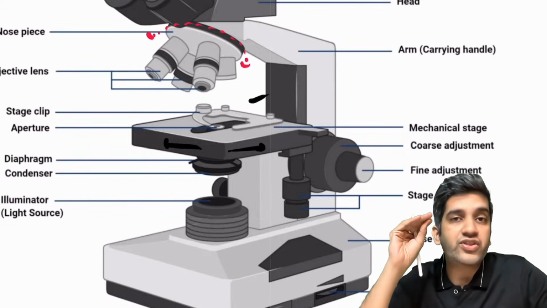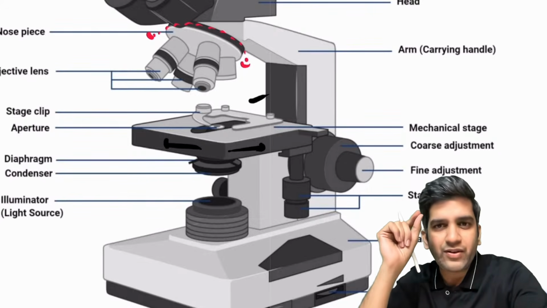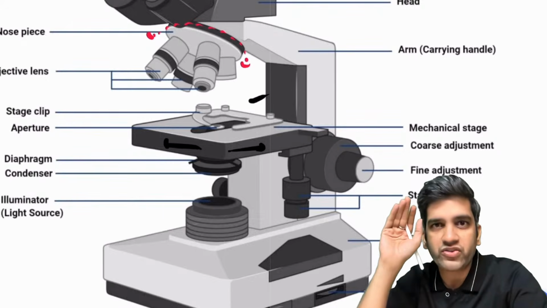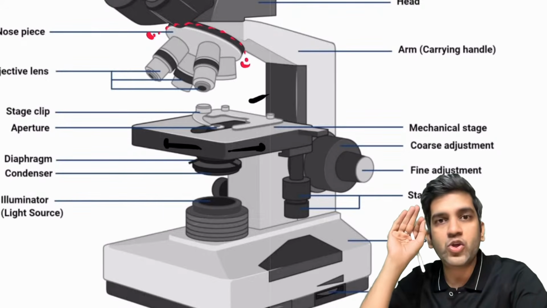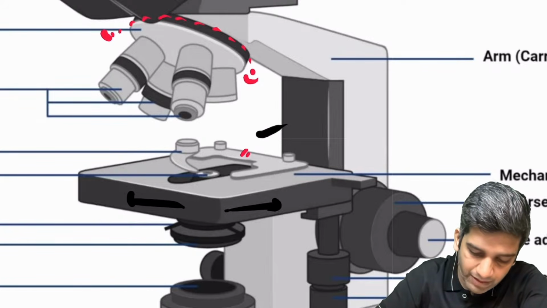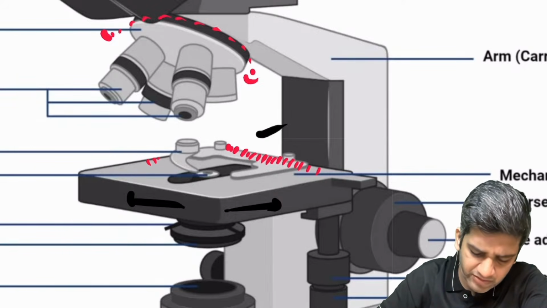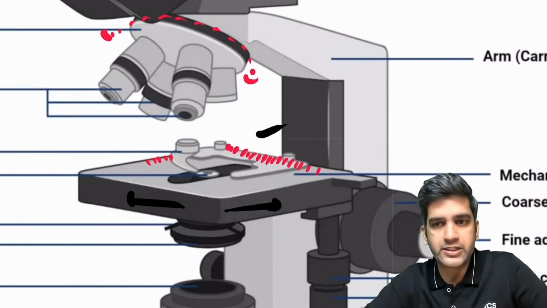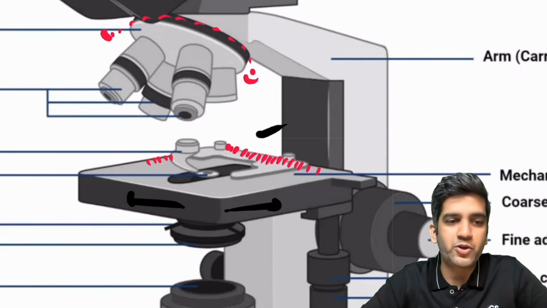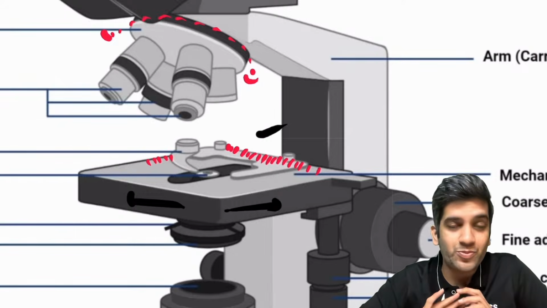The purpose of the stage is not just to hold the slide. There's one more purpose. Have any of you noticed this? In one corner of this stage, you might have markings like this. To be very specific, like a vernier caliper you must have read about in physics, there must have been markings, right? Yes, there will be.